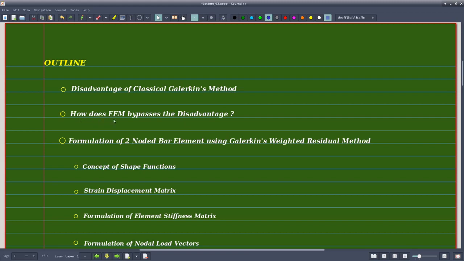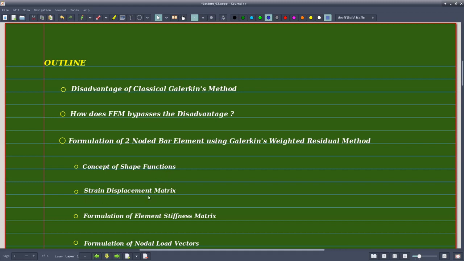And then we will see the concept by applying which the finite element method bypasses these disadvantages. And then we will go for actual formulation of the two-noded bar element, which you are familiar with, using Galerkin's weighted residual method. And while doing so, we will introduce what is the shape function. The concept of shape function is a very important concept in formulation of finite elements, all types of finite elements, and therefore we will introduce this concept to you.